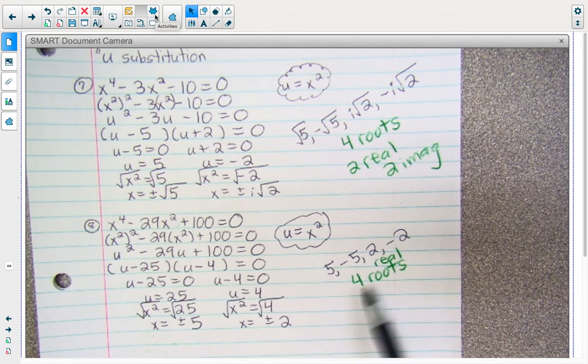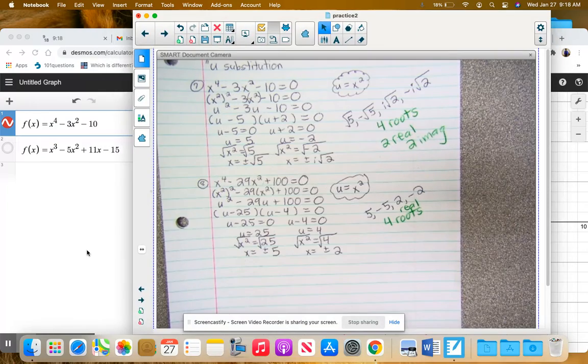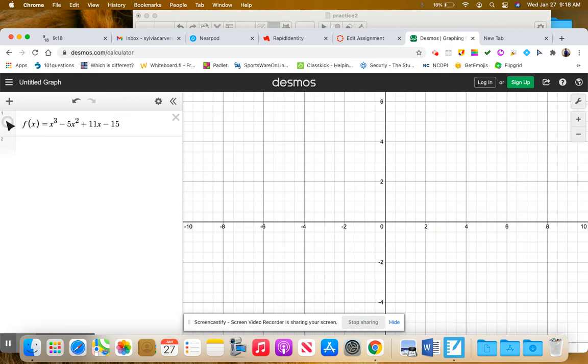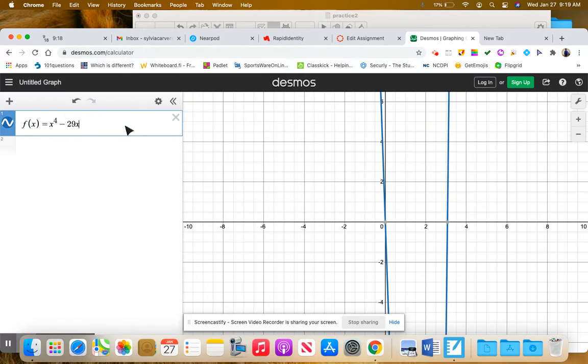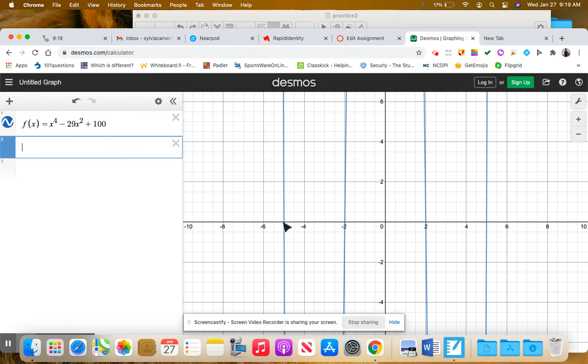And the last thing I wanted to say for this last problem, hopefully you notice we got 4 real roots: positive 5, negative 5, positive 2, negative 2. So that means when we graph it, we could have gotten all of our real answers from the graph, which we do. So give me just a minute there. We're typing in x to the 4th minus 29x squared plus 100. And when we graph it, notice it crosses at all the 4 spots that we got when we just went through and did the u substitution: positive 5, negative 5, positive 2, negative 2.